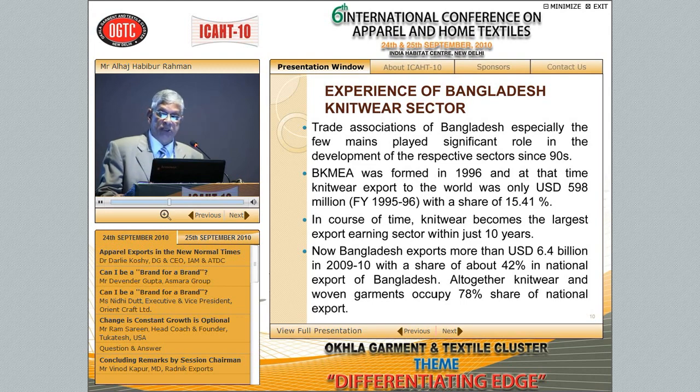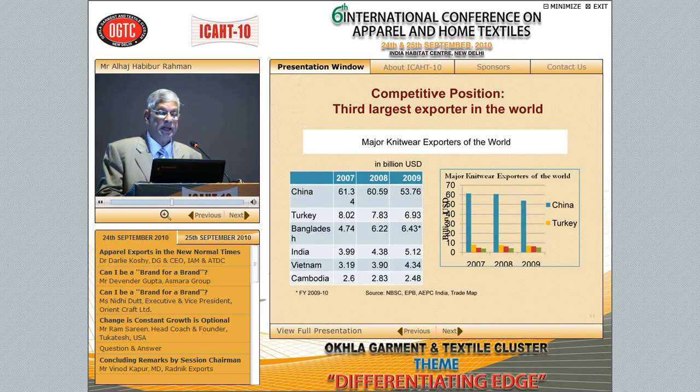Now Bangladesh exports more than $6.4 billion in the year 2009-10, with a share of about 42% in the national export of Bangladesh. Altogether, knitwear and woven garments occupy a 78% share of national export. You can see from the graph what our position is. China is the leading player, Turkey is second, and Bangladesh is in third position by value. India comes fourth, and Vietnam and Cambodia race behind.